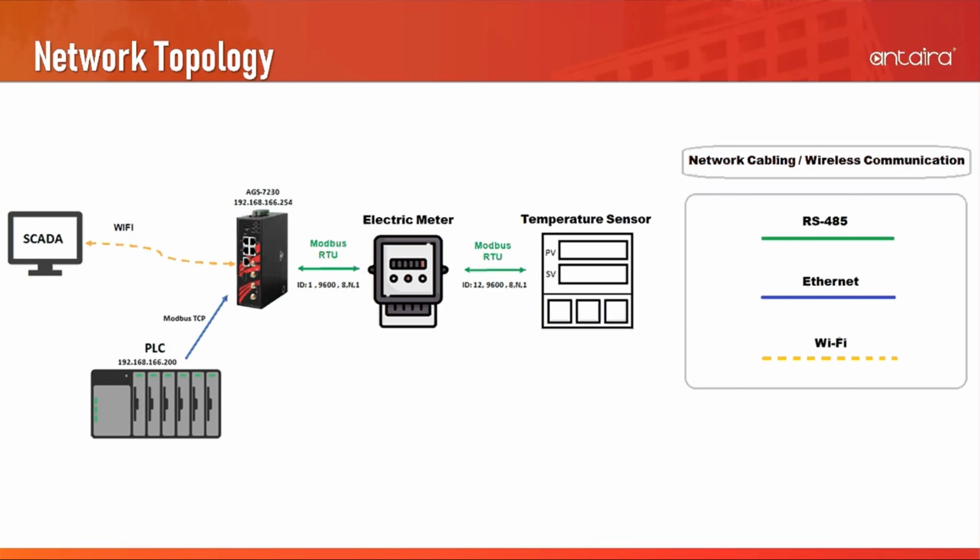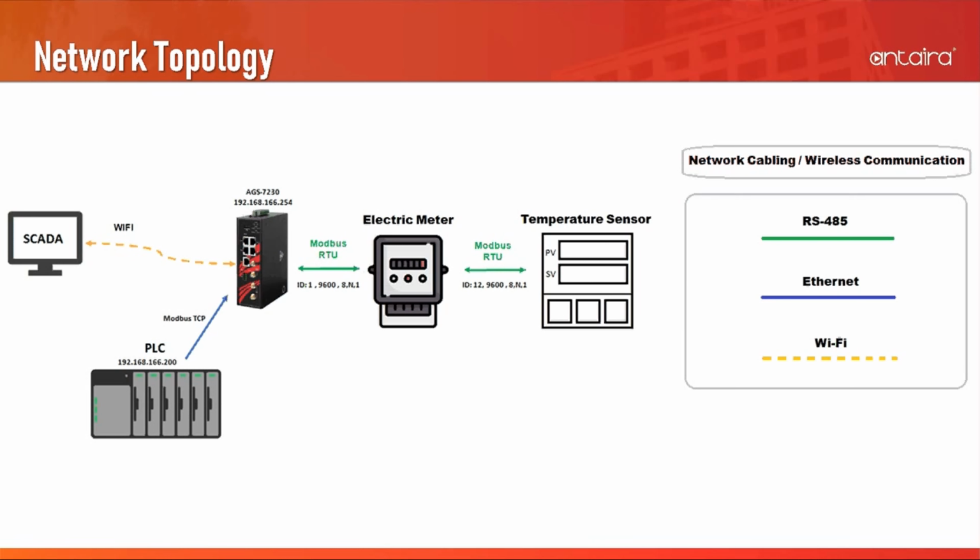Our network topology consists of these devices: a SCADA device, an Antaira industrial wireless IoT gateway, a PLC, an electric meter, and a temperature sensor. The SCADA, acting as a building management system, collects and displays data in real time. The wireless IoT gateway enables Modbus TCP/IP communication for these Modbus devices, such as the electric meter and the temperature sensor. The PLC controls the operation of fire pumps.